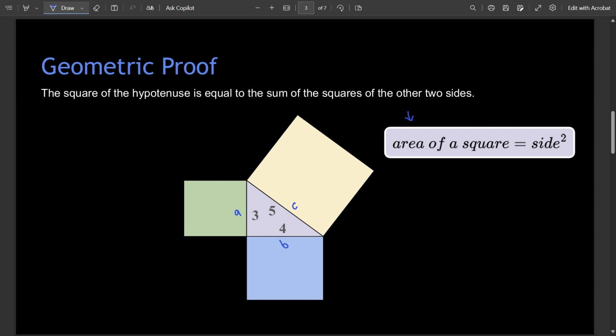So let's start off with the square that corresponds to side A. 3 squared is equal to 9. Then B, 4 squared is equal to 16. And then C, 5 squared is equal to 25. Now we just need to plug these values into the formula. So our formula, a squared plus b squared is equal to c squared. So 9 plus 16 is equal to 25. So we can see that the theorem is true.